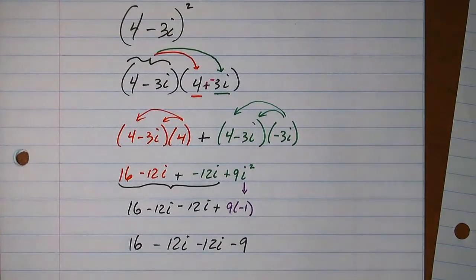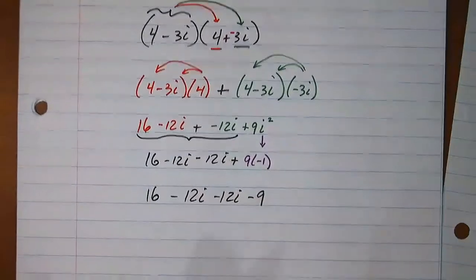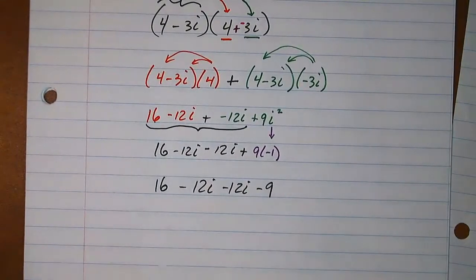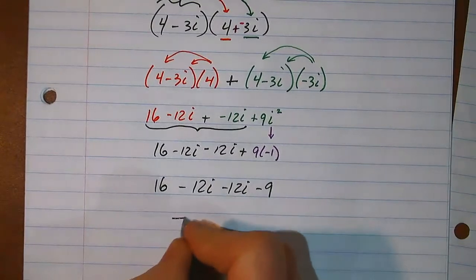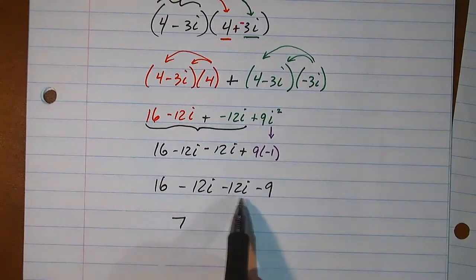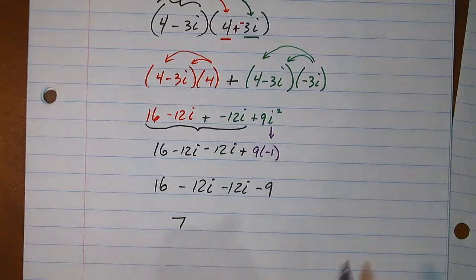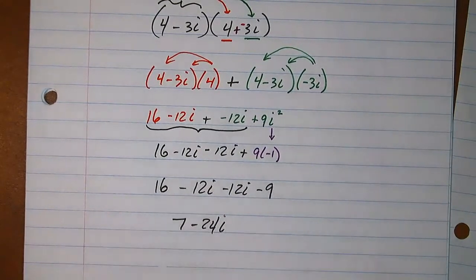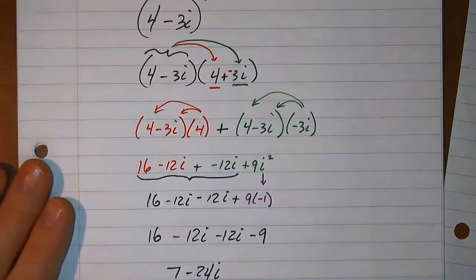And now to finish, I'm going to combine together my like terms. So a positive 16 and a negative 9, those are my real parts. They combine together to give me 7. And a negative 12i and a negative 12i, they will combine together to give me a negative 24i. And that will be my final answer.